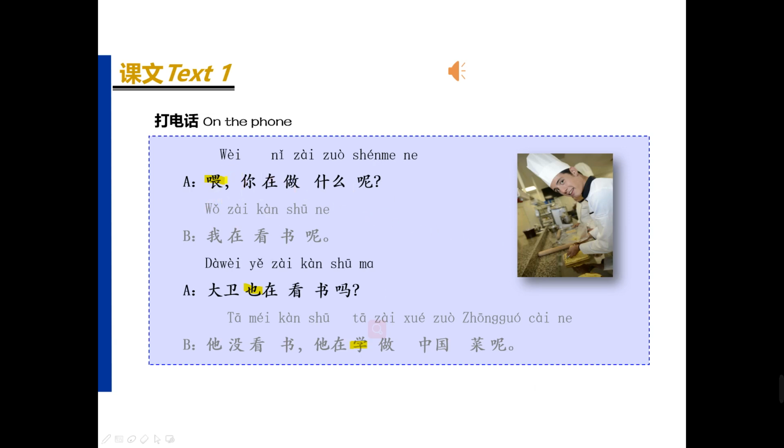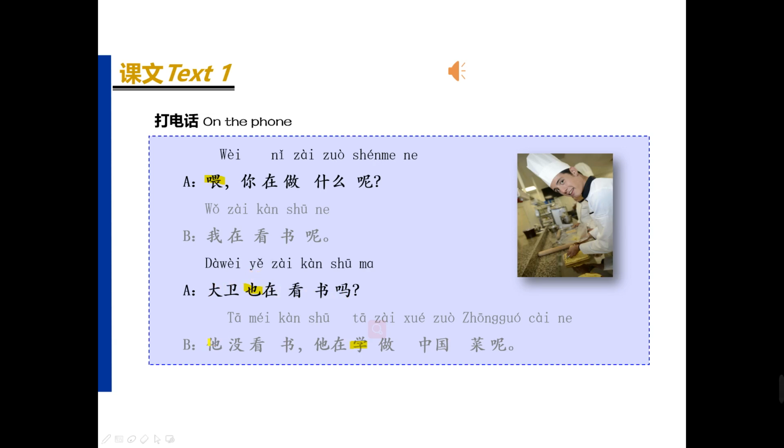Now we will read the first sentence. The first one is 喂，你在做什么呢？Hey, what are you doing? The second sentence, 我在看书呢。I'm reading a book. 大卫也在看书吗？Is David reading too?